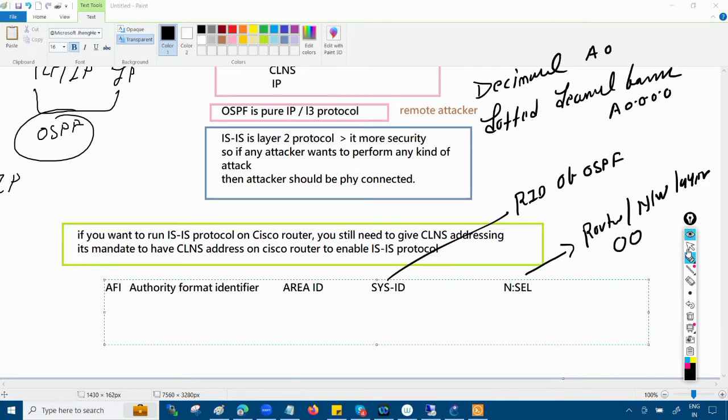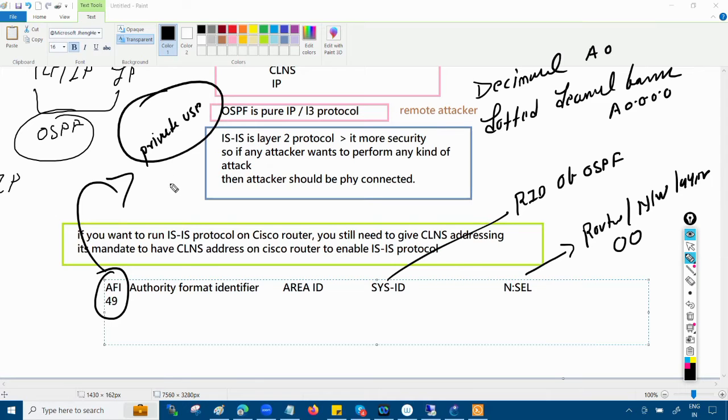The first AFI value that I like to give is 49. Now the question: why 49? Why not other values like 47, 48, 46, 34, or 100? The reason is that you can use those values as well, such as 47 or 38. But in production, you always find 49. The reason is that this AFI is reserved for private use.